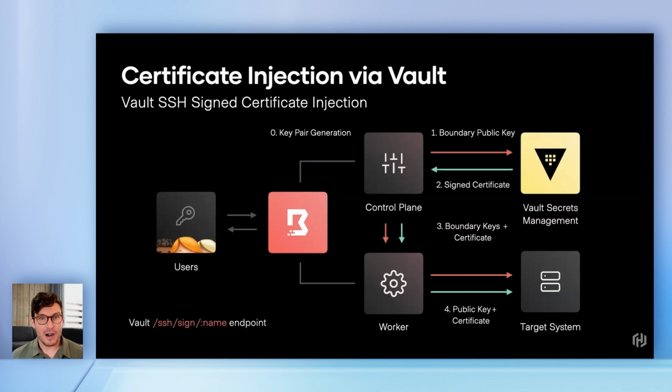Note that there are a couple of steps that need to be taken outside of Boundary itself, particularly setting up Vault as the SSH certificate authority and distributing the CA's public key to targets. Distribution of the public key could be accomplished via Terraform or by baking the key into an AMI or manually.